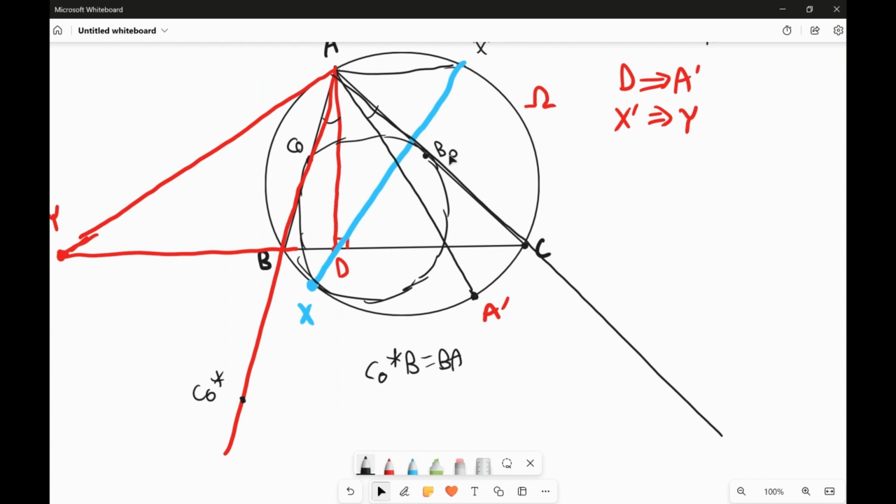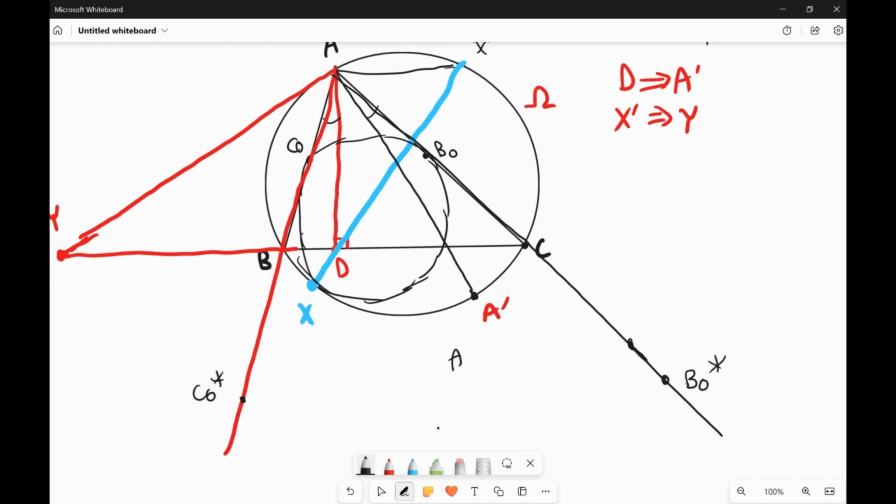AB0 times AC0 prime, AC0 star, and I forgot to specify that C0 star B is equal to BA. Then AB0 times AC0 star is equal to AC over 2, since AB0 is half of it, times 2 times AB. And the two halves cancel out, and we get AB times AC. So hence, C0 inverts to the reflection of A across B, C0 star, and then B0 gets mapped to the reflection across C of A, so B0 star.